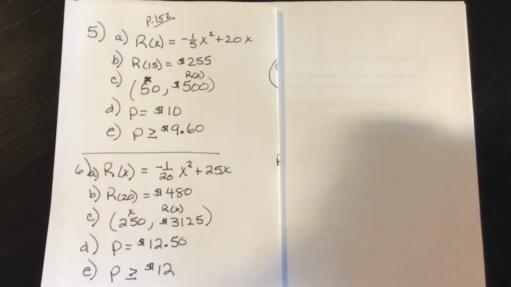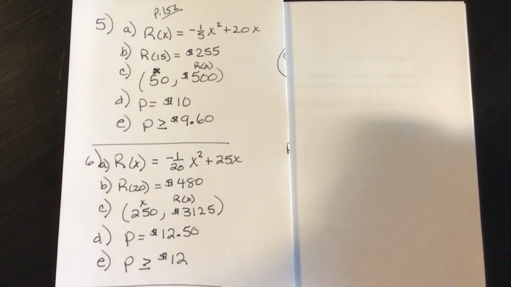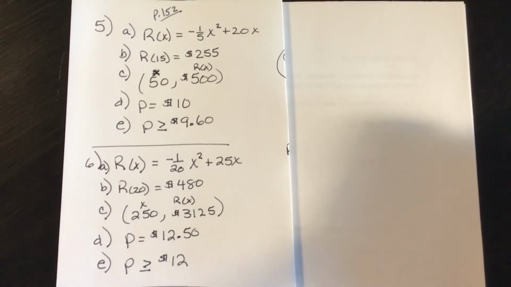All right, so I put together this solution video. This is for section 3.4, and it had to do with the word problems with revenue and area. Number 5 was actually in the back of the book, and the answers are there.